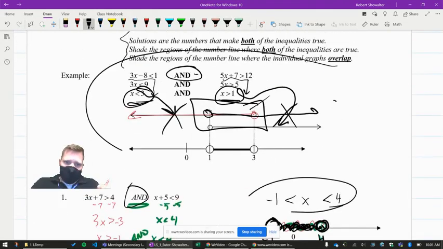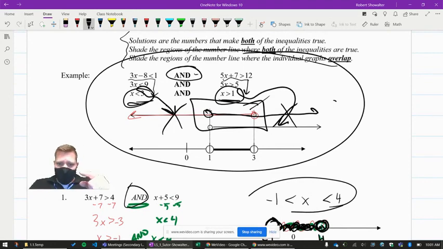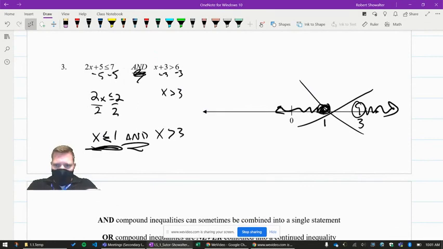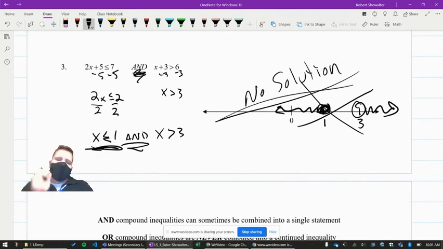Again, there's a description of what is going on up there as to why we only take the overlap. So right now we have no solution because they don't overlap. Okay, and if we write our interval, it would be 0 to 0.